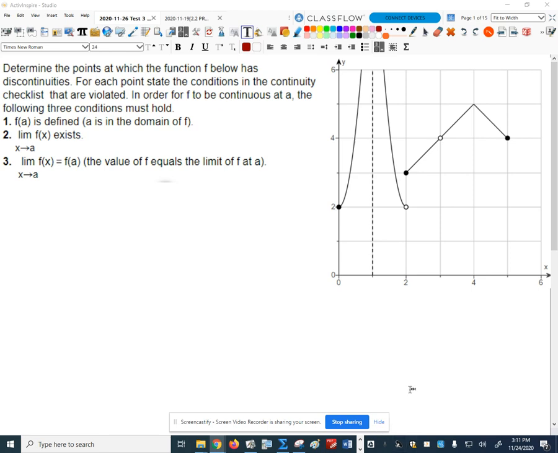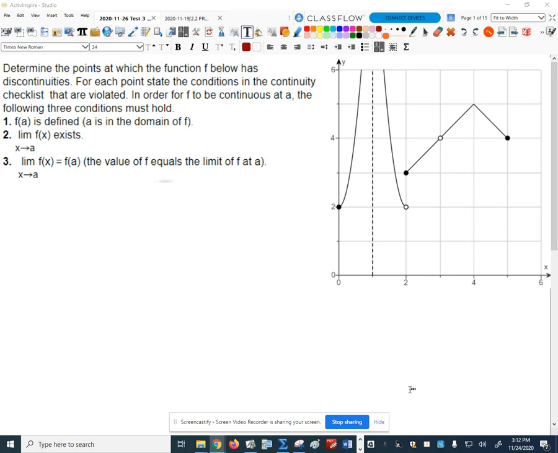All right, let's take a look at some practice problems here in preparation for our test. Determine the points at which the function f below has discontinuities. For each point, state the conditions in the continuity checklist that are violated. In order for f to be continuous at a, the following three conditions must hold.